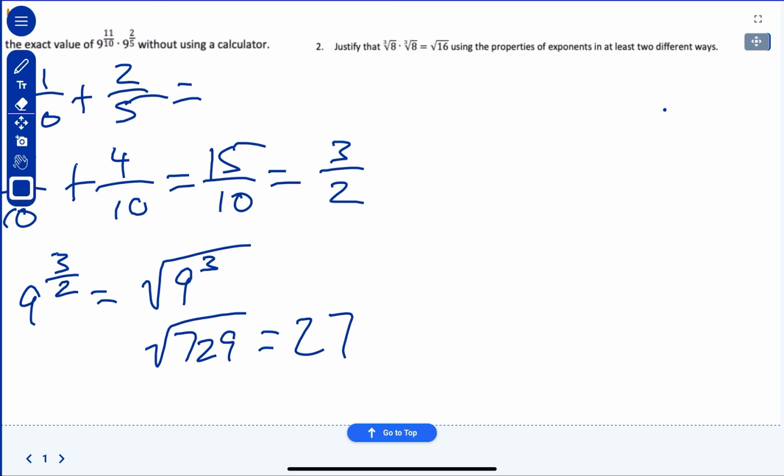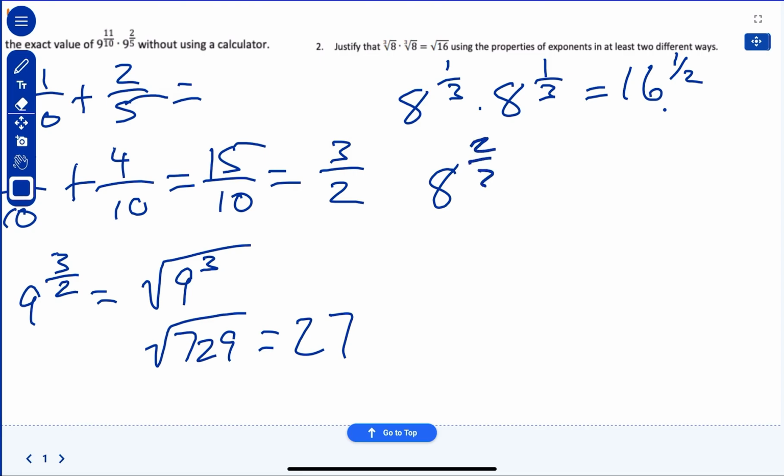Why are you going to do that? You want to do this? 8 to 1/3 times 8 to 1/3? Okay. Well, I mean, now what? And this would be what? 8 to the, or 16 to the 1/2? Okay, so this will be 8 to the 2/3. Is that equal to 16 to 1/2?